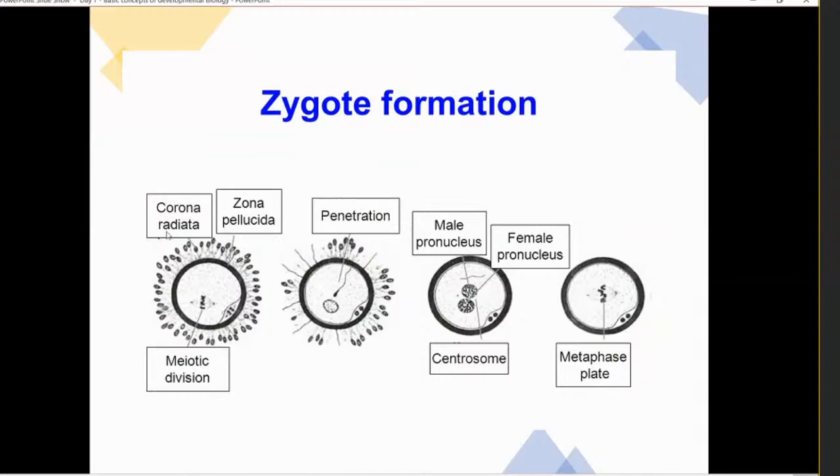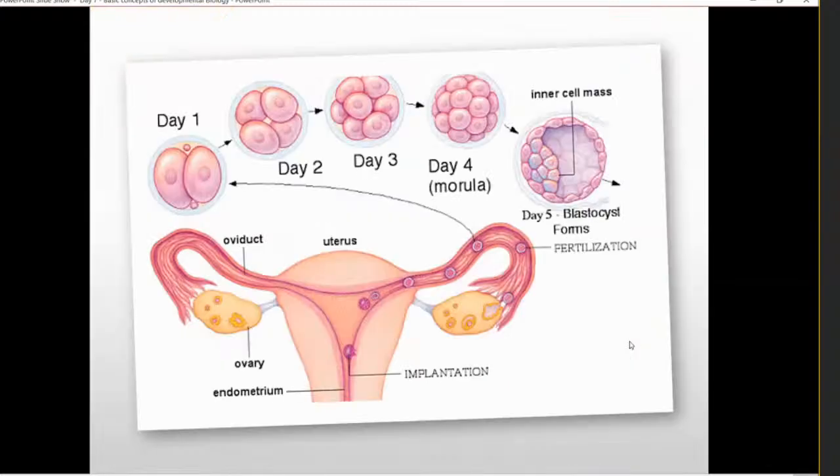This corona is not a disease. This is a structure, like a covering. The covering is called the corona radiata, and the zona pellucida. Then penetration. Then male pronucleus formation.